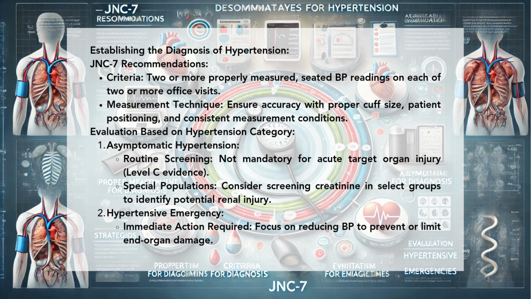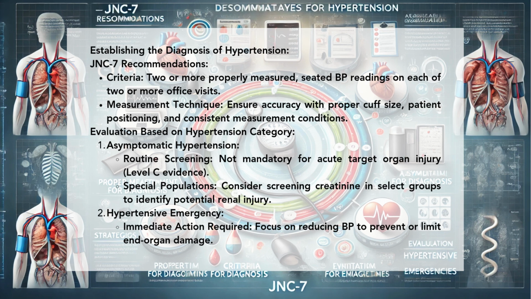Establishing the diagnosis of hypertension. JNC 7 recommendations, criteria: 2 or more properly measured, seated BP readings on each of 2 or more office visits. Measurement technique: ensure accuracy with proper cuff size, patient positioning, and consistent measurement conditions.